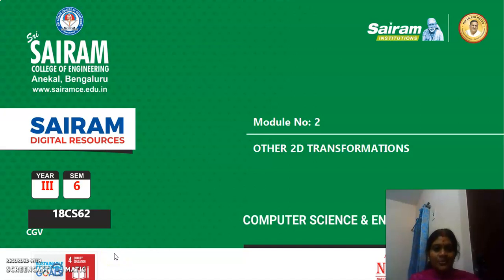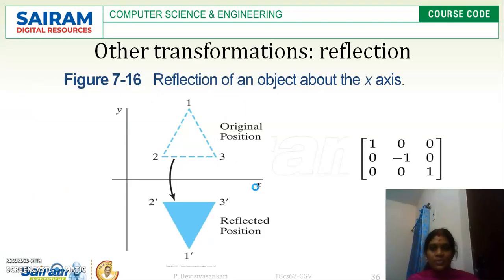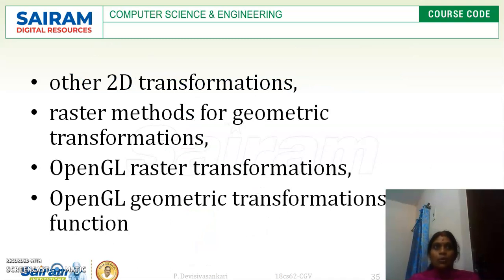Hello students. So in this video we are going to see the other 2D transformations. Actually this is also a continuation of the previous video only. So far we have studied different transformations and inverse transformations, all the homogeneous coordinates, right, and composite transformations. So in this video we are going to cover other 2D transformations and what are the different raster methods used for the geometric transformations, then the raster transformation, right?